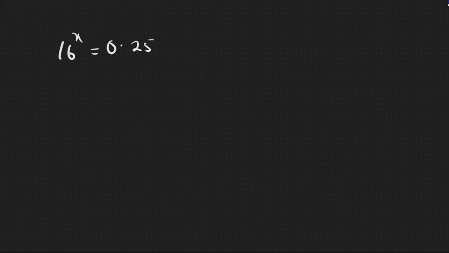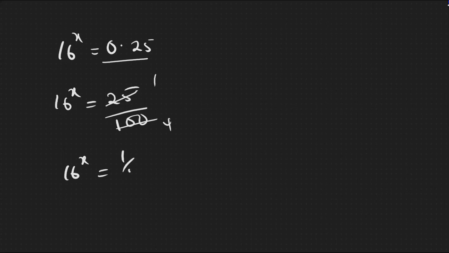Okay, now let's try. We'll convert this one to a fraction first. So it's going to be 16 to the x is equal to 25 divided by 100. So 25 here is 1, 25 into here is 4. So we are left with 16 to the x is equal to 1 over 4. So converting it from 1 over a to a raised to power minus 1, we're going to use that. It will be 16 to the x is equal to 4 raised to power minus 1.